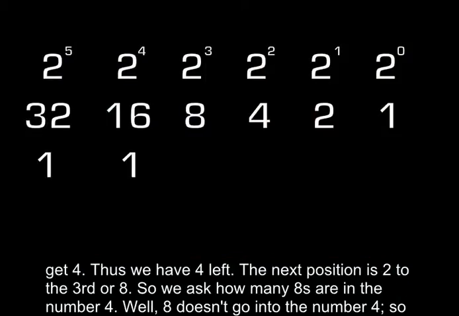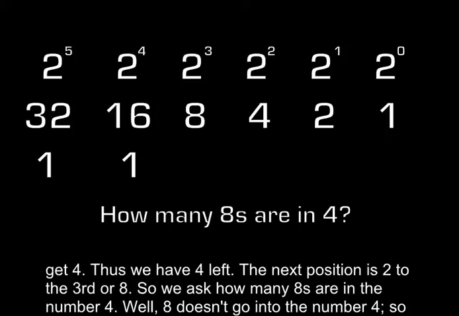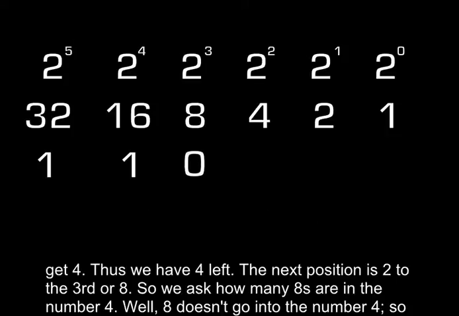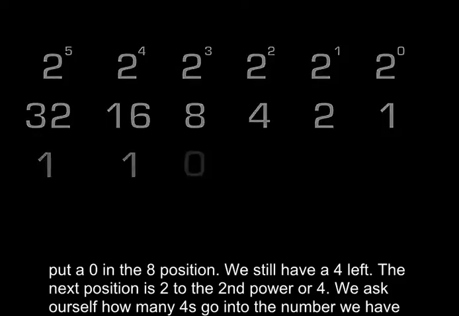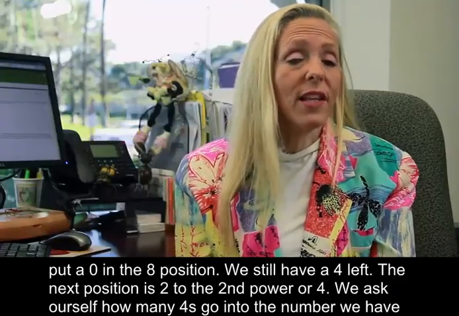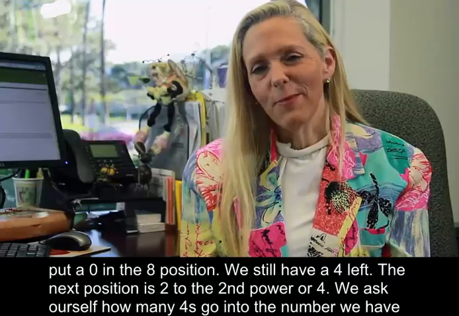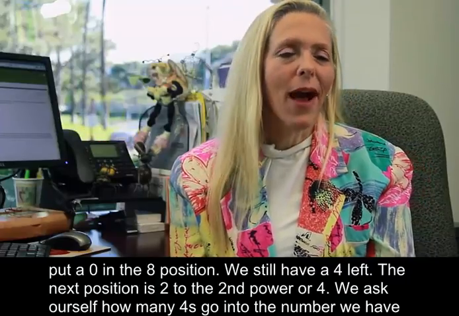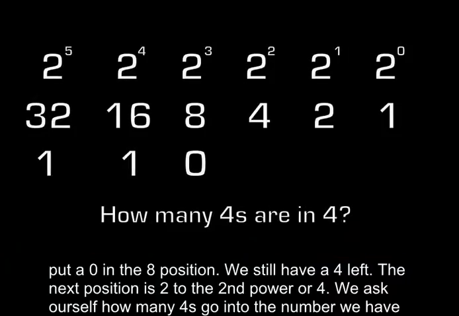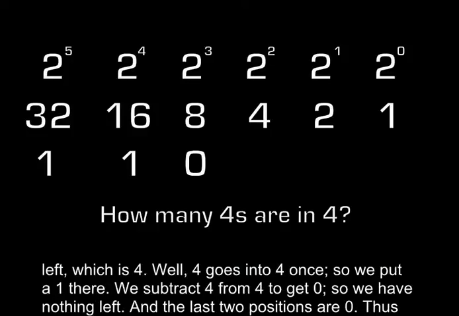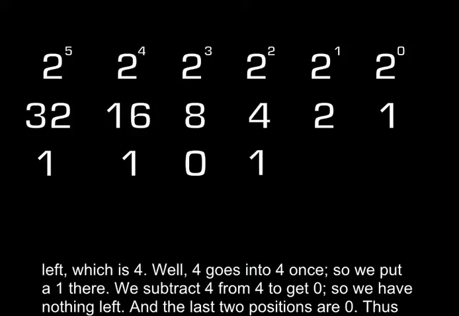The next position is 2 to the 3rd, or 8, so we ask how many 8s are in the number 4. Well, 8 doesn't go into the number 4, so we put a 0 in the 8th position. We still have a 4 left. The next position is 2 to the 2nd power, or 4. We ask ourselves how many 4s go into the number we have left, which is 4. Well, 4 goes into 4 once, so we put a 1 there. We subtract 4 from 4 to get 0, so we have nothing left, and the last two positions are 0.